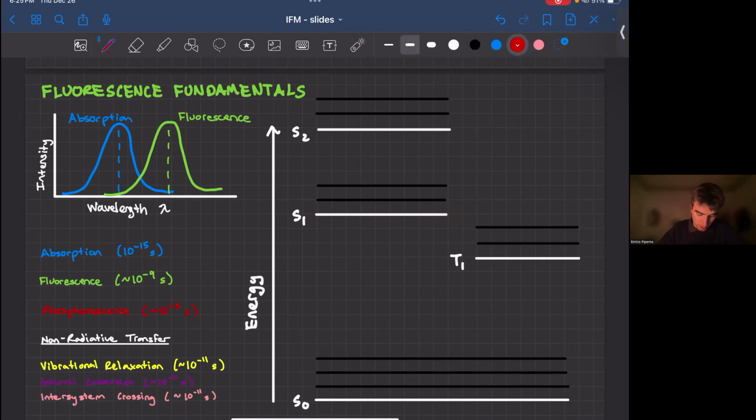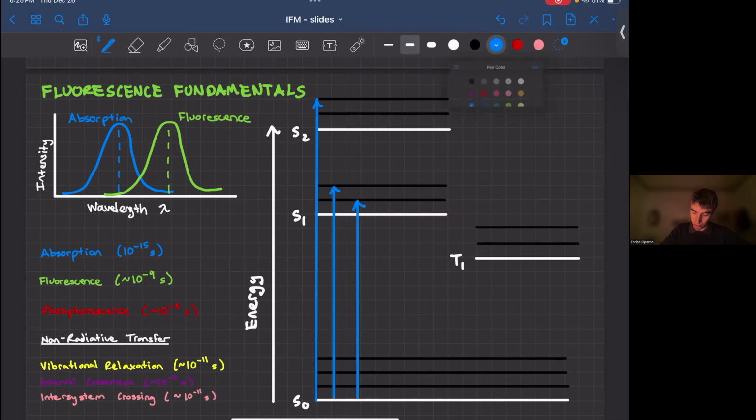So to begin, let's draw some absorption lines. Absorption happens very fast and occurs from the lowest ground state up to the singlet states. And this can occur at different vibrational energy levels. Fluorescence occurs from the lowest first excited singlet state down to the ground state. Once again, it can occur at different vibrational energy levels of that molecule.